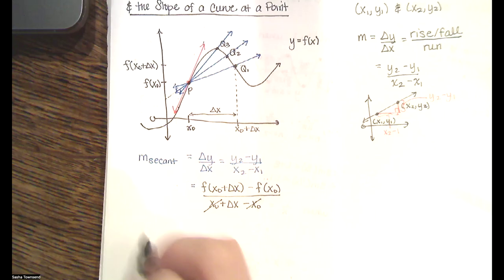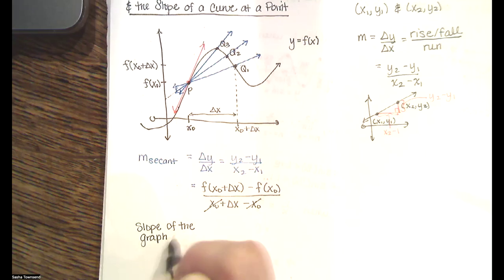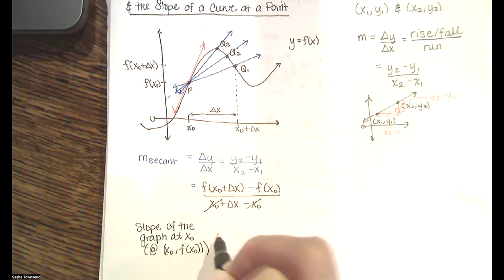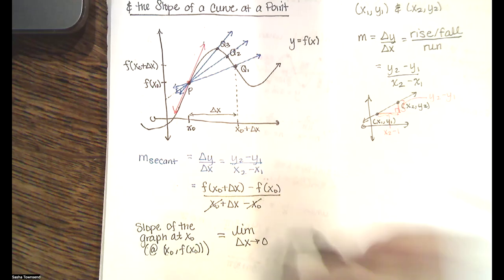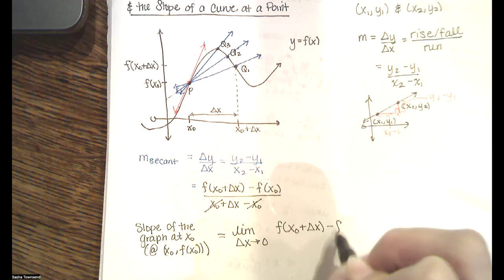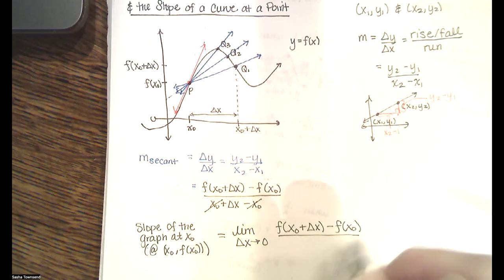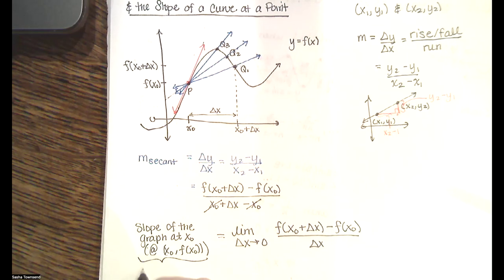So if we want the slope at this location P, then we can say that that's the slope of the graph at x naught, or if you prefer, f prime of x naught, which is equal to the limit as delta x approaches 0 of f of x naught plus delta x minus f of x naught, divided by delta x. And sometimes this is called just the slope of the tangent line at x naught.